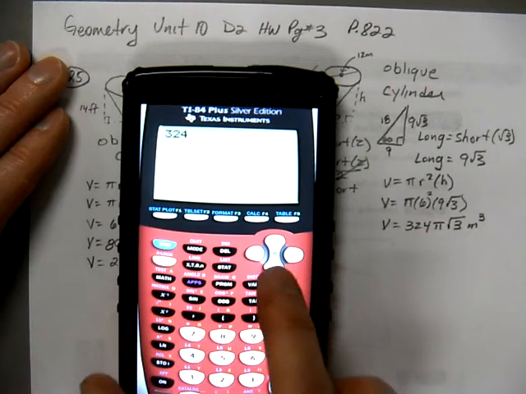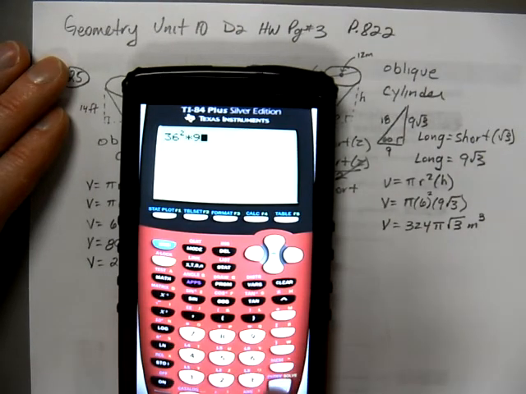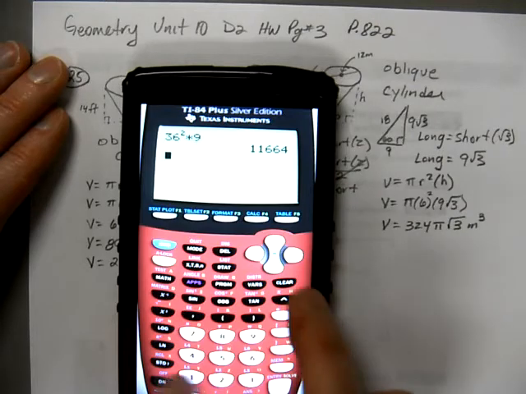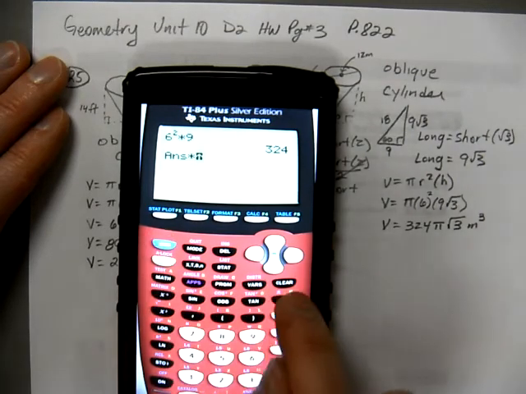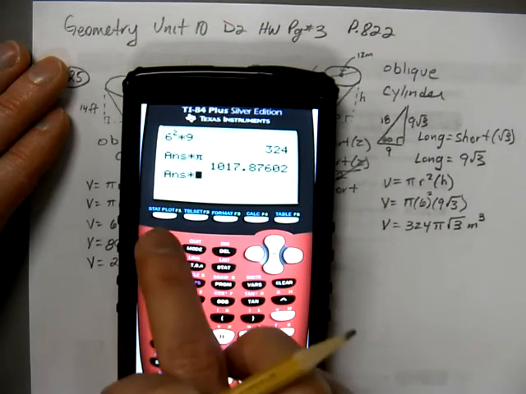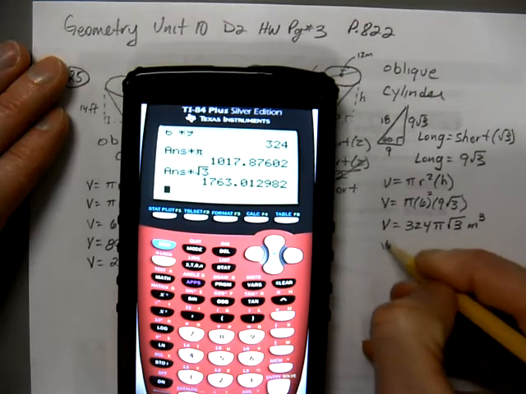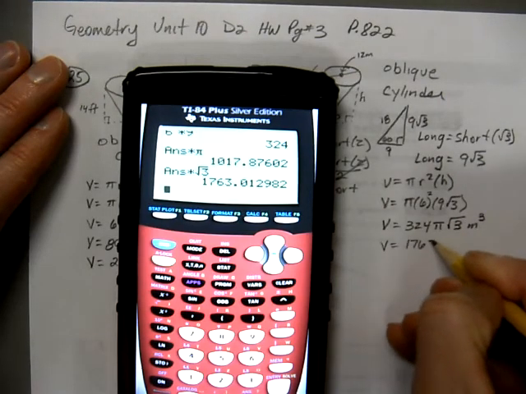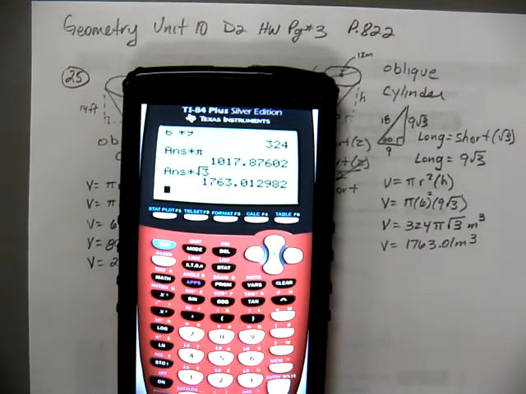324, which is the 6 squared times 9. Nope, sorry. 6 squared times 9 times the pi times the square root of 3. That would be rounded to the nearest hundredth like they're asking for.